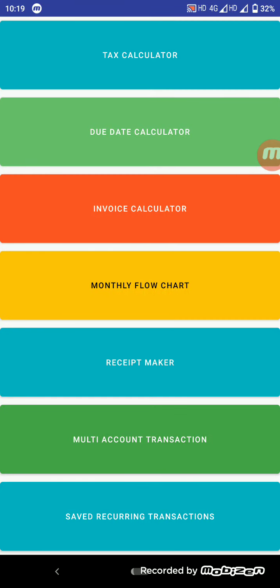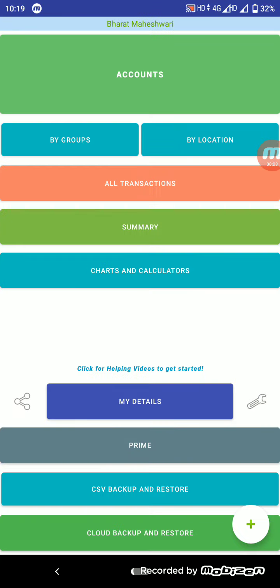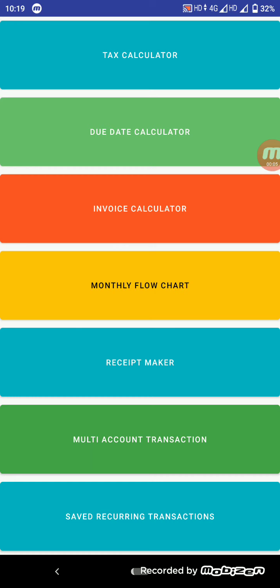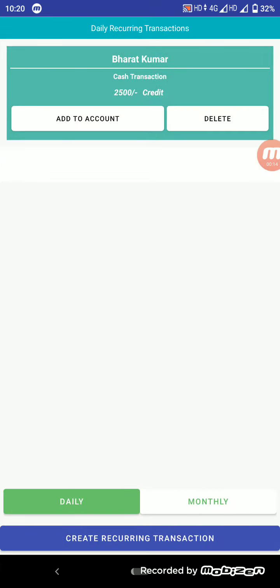In the last video, we had gone through all the options of charts and calculator option except the last one, saved recurring transaction. In this video, let's start with this option, saved recurring transaction at the bottom, the blue color option. Here you can see at the bottom there are two buttons, daily and monthly. If I have some transaction that I usually enter every month or on a daily basis, then I can use this option.